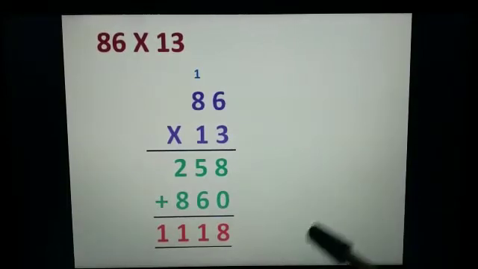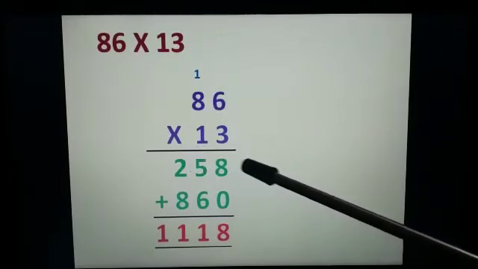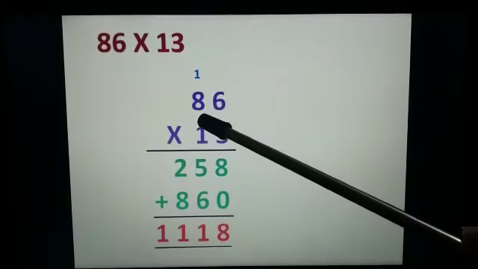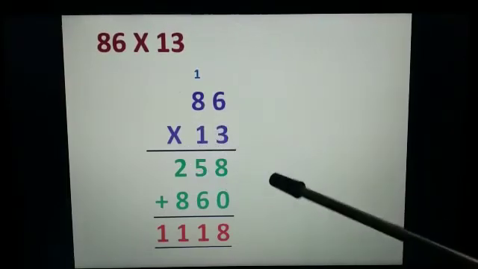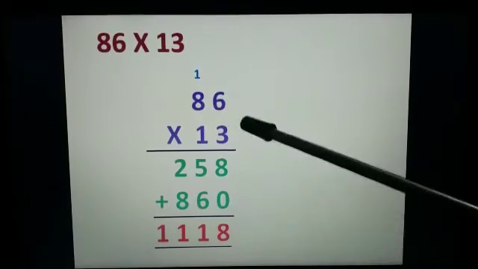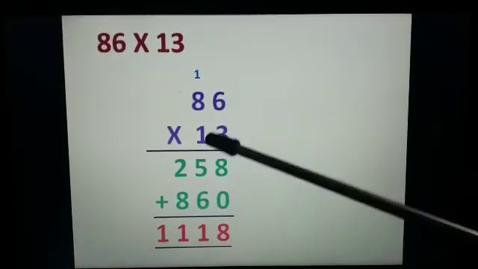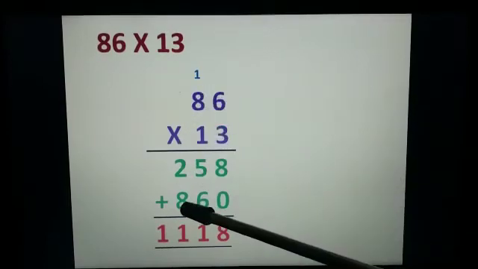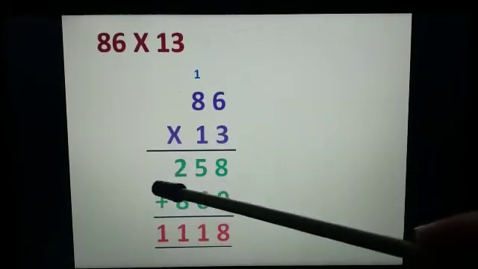Now I need to multiply by the tens digit. Now when I multiply by the tens digit, that is 1, or we can say 10, because this is at the tens place. So now when we multiply a number by 10, I can first write the 0 at the ones place. Okay, then we will multiply 1 by 6. 1 six is 6, and 1 eight is 8. So to get the final answer, I need to add these two numbers.